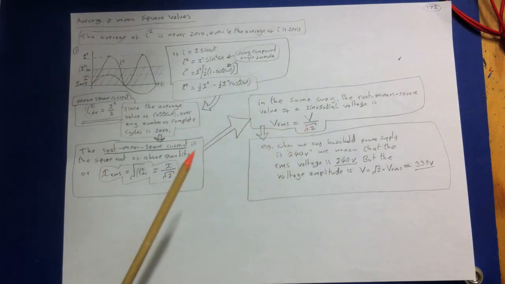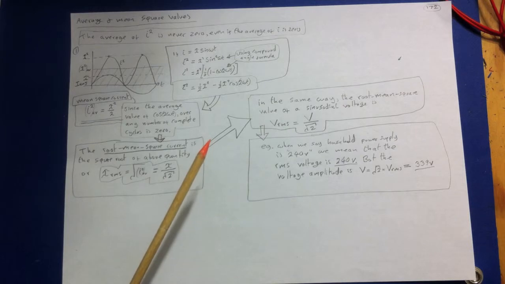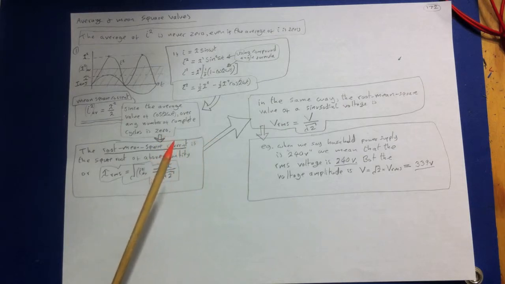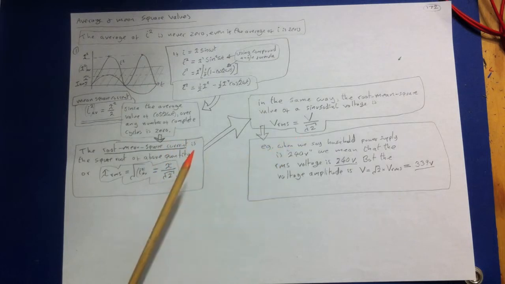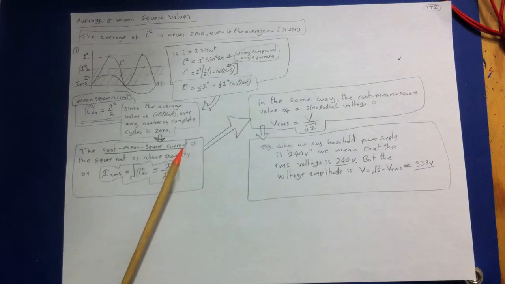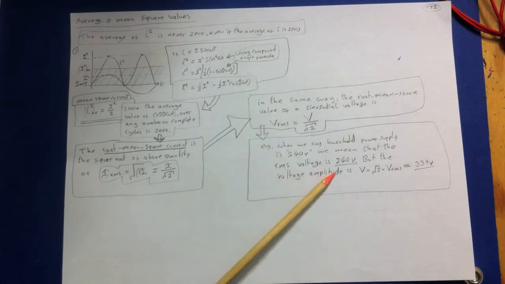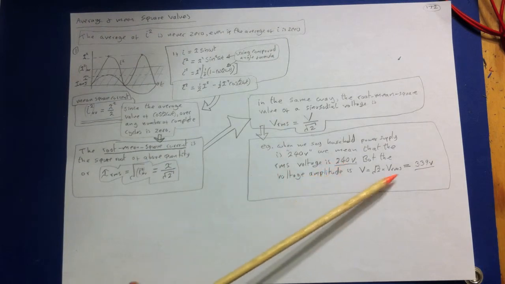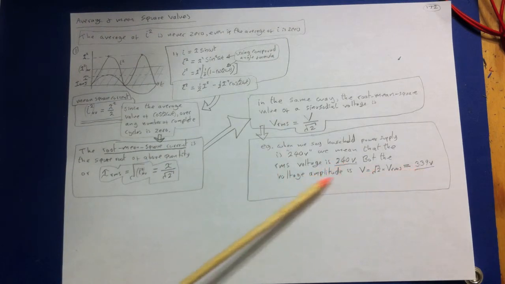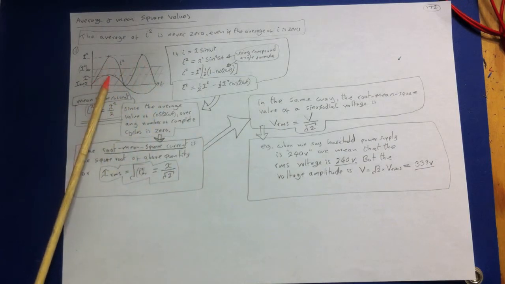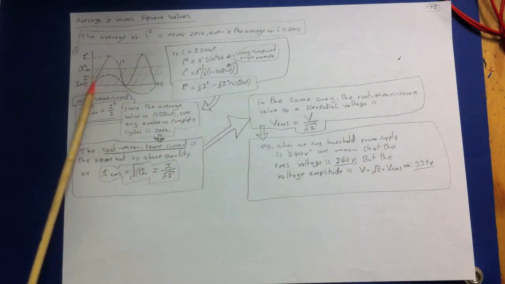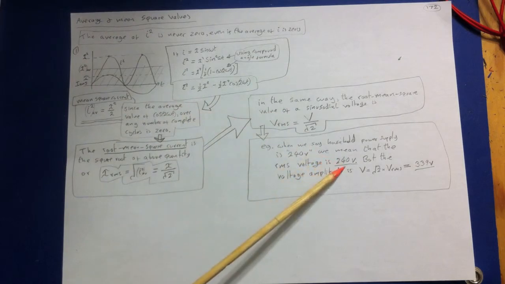over root 2. Voltages and currents in power distribution systems are always referred to in terms of their root mean square values. Thus, when we speak of our household power supply as 240 volts AC, we mean that the root mean square value is 240 volts. So the maximum voltage for a household 240 is in fact 339, so it's going to have peaks. The peaks here are going to be 339, although the root mean square value is measured as 240.